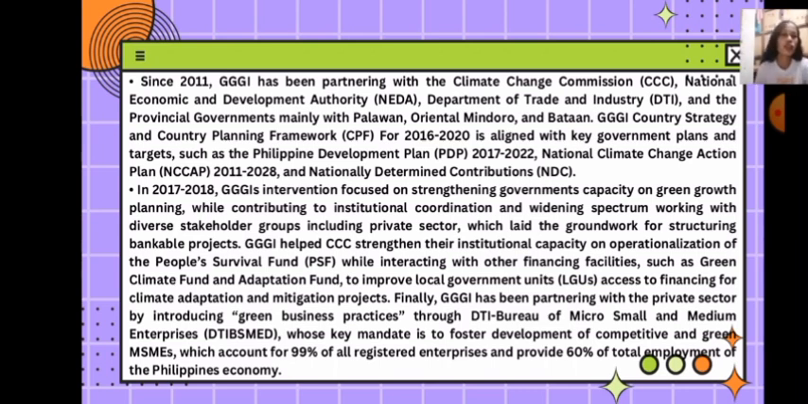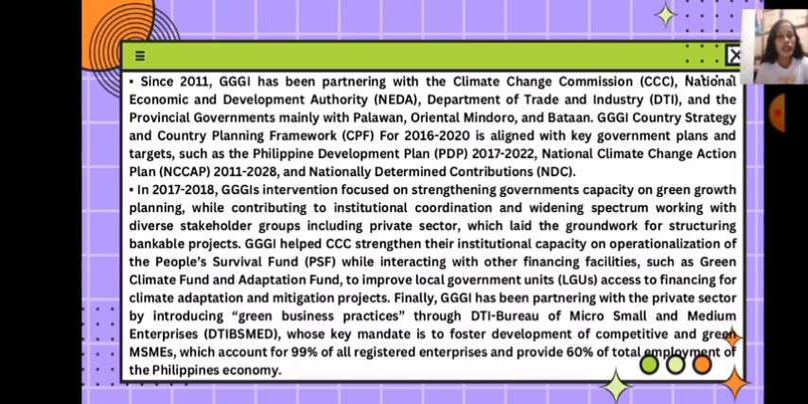So in 2017 to 2018, GGGI's intervention focused on strengthening government's capacity on green growth planning while contributing to institutional coordination and widening spectrum, working with diverse stakeholder groups including the private sector, which laid the groundwork for structuring bankable projects. GGGI helps CCC strengthen their institutional capacity on operationalization of the People's Survival Fund, while interacting with other financing facilities such as Green Climate Fund and Adaptation Fund to improve local government units' access to financing for climate adaptation and mitigation projects.